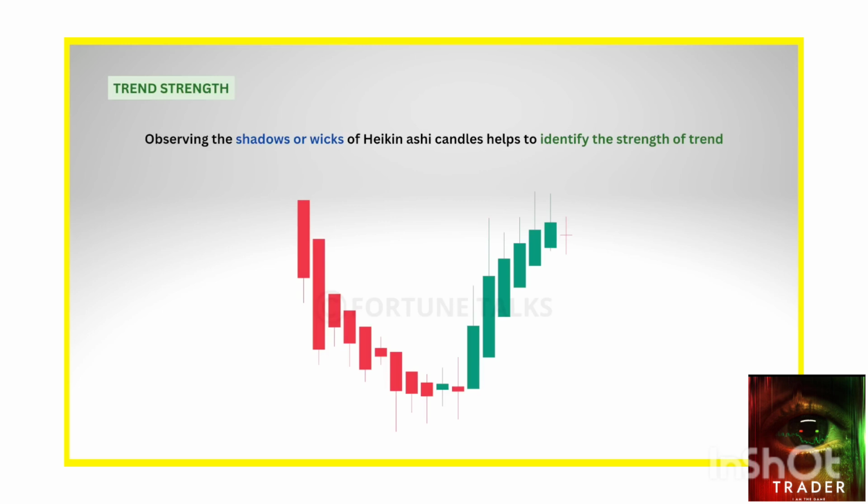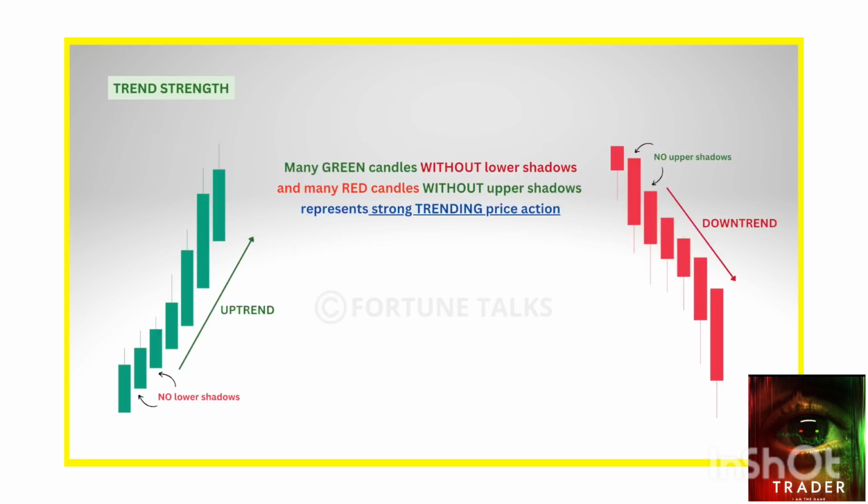Now, in order to identify the strength of a trend using Heikin-Ashi candles, you need to observe the shadows or wicks of the candles. If you notice that for many green candles there is no lower wick or shadow, and for many red candles there are no upper wicks or shadows, what this implies is that these candlesticks do not show a shadow in the opposite direction of the trend.